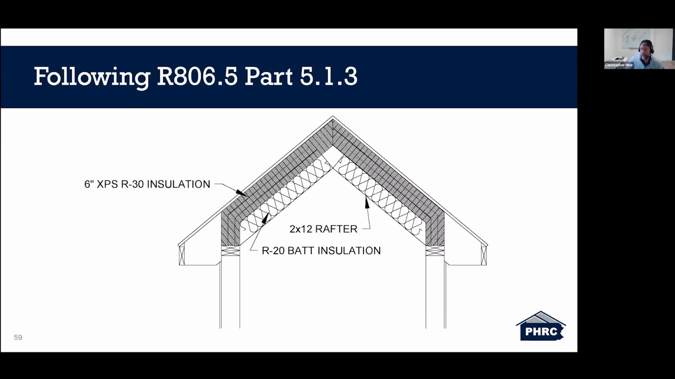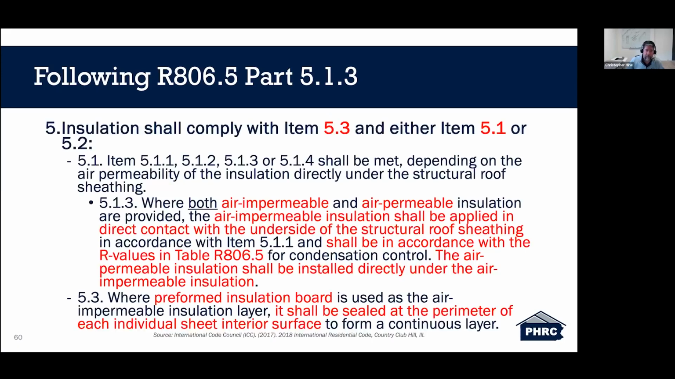So the second option that I'm going to show in regards to an unvented attic assembly is part 5.1.3, which is the combination of both air permeable and air impermeable insulation, right? This example is being shown with 6 inches, 3 layers of 2-inch rigid foam XPS, which gets you an R30 insulation, and then you add air permeable insulation underneath of that. This is done with a 2x12 rafter, which gives you a total of roughly an R50 for this attic assembly, or this cathedral ceiling assembly.